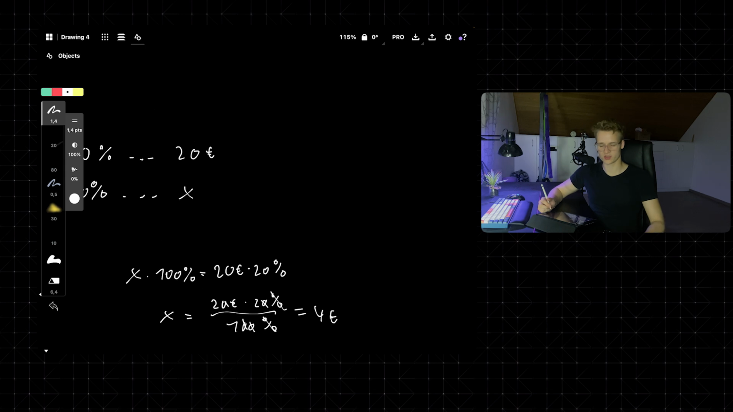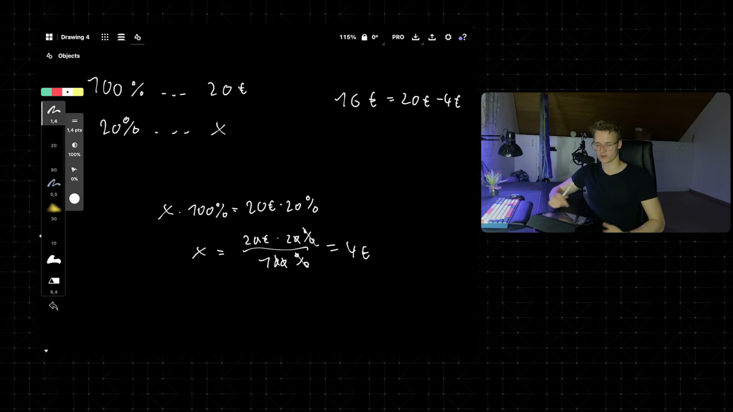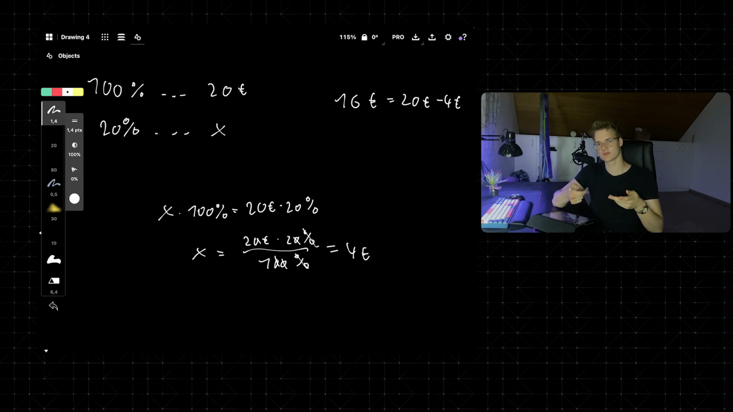And then they say, okay, so it's a 4 euro discount, so the discounted price is gonna be 16 euros, because that's gonna be 20 minus 4. And they'd be correct, but they would also be very slow. What's the faster way to do it? Well, you know that if something is basically 20% off, it's at 80% of the original price. So you just multiply the original price by 80% and you get your result.